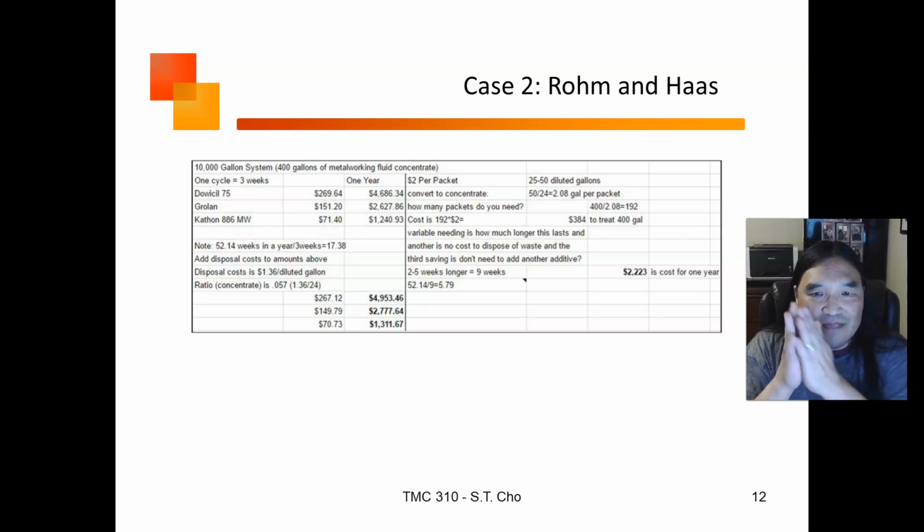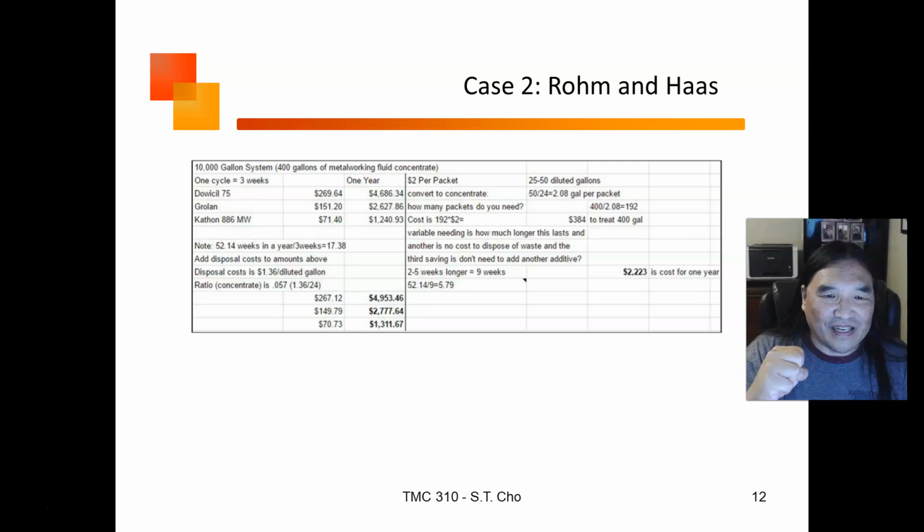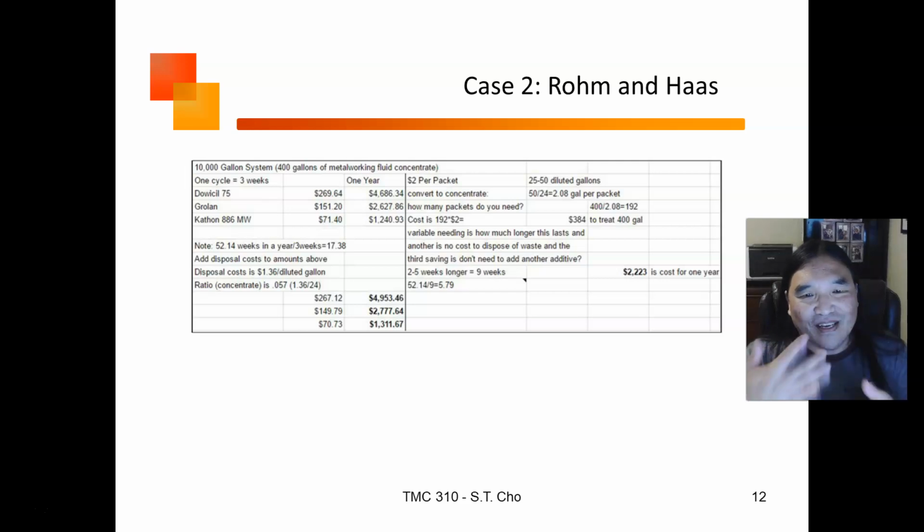One is, how much chemistry do I need? Now, why do I like that chemistry? Because now I don't have to clean things out as often. If I don't need to clean things out as often, then I don't have to pay to dispose of it, and the waste costs are very high. So those are the two things that you're fighting against.